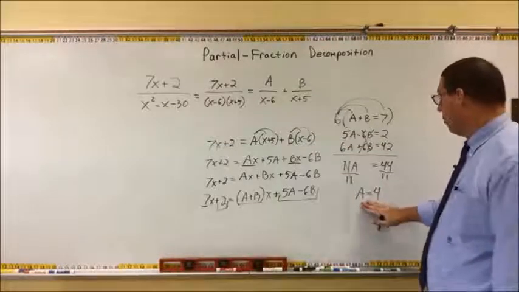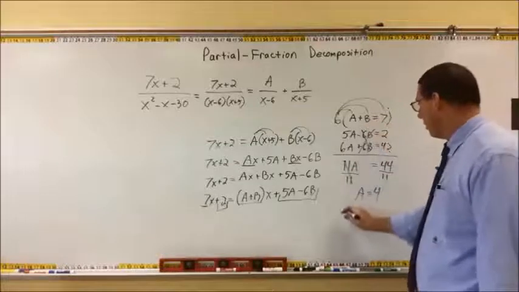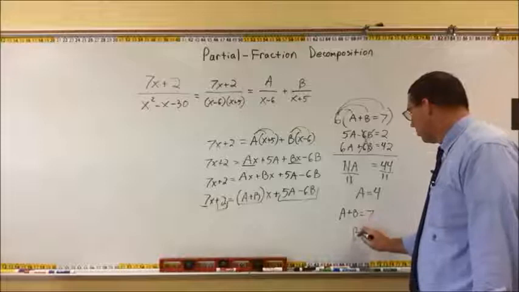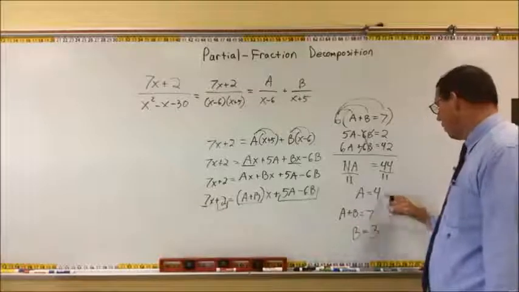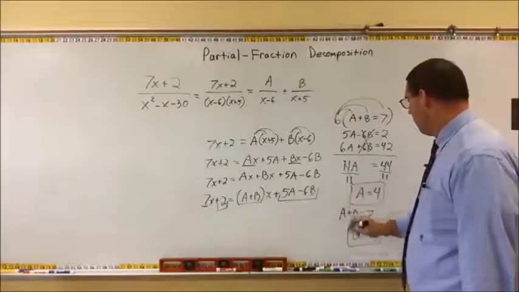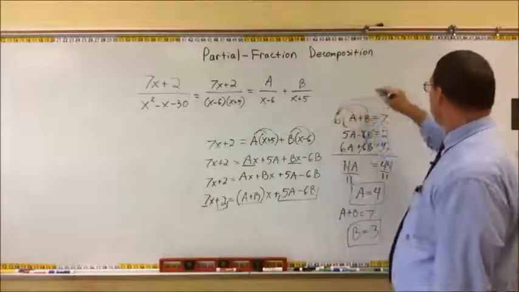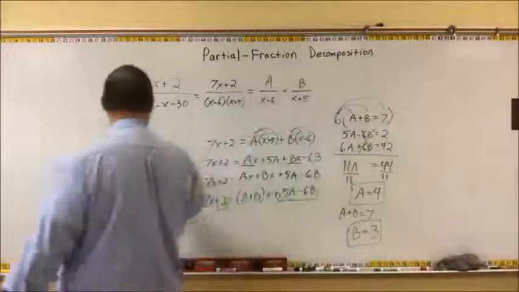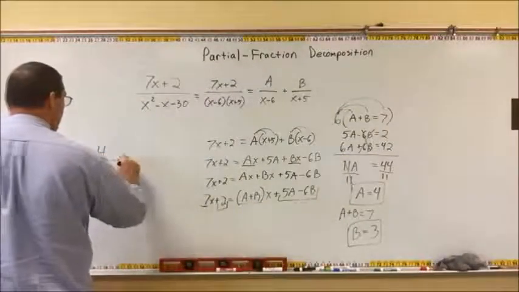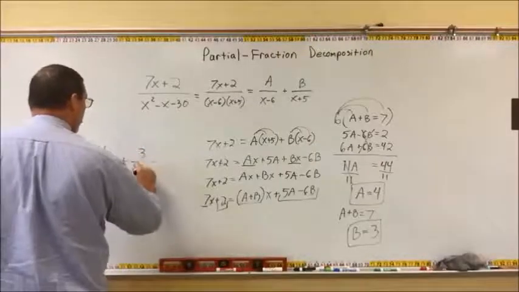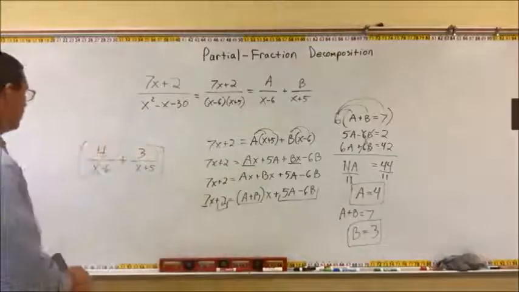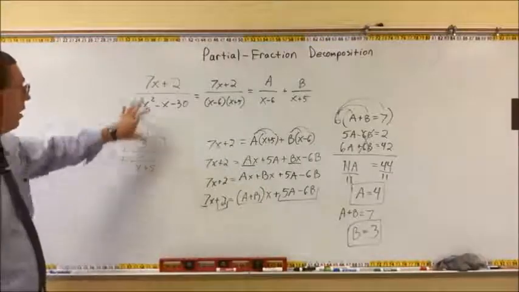Well, if a is equal to 4 and a plus b equals 7, then what is b equal to? B must be equal to 3 because 4 plus 3 is 7. So we have our numbers. A is 4, b is 3. So our final answer is, I'll put it over here, 4 over x minus 6 plus 3 over x plus 5. This is the partial fraction decomposition of this.